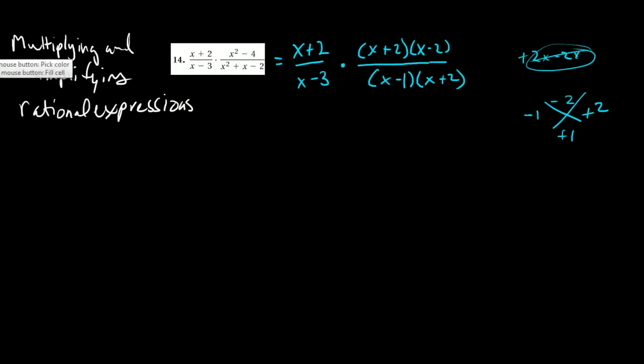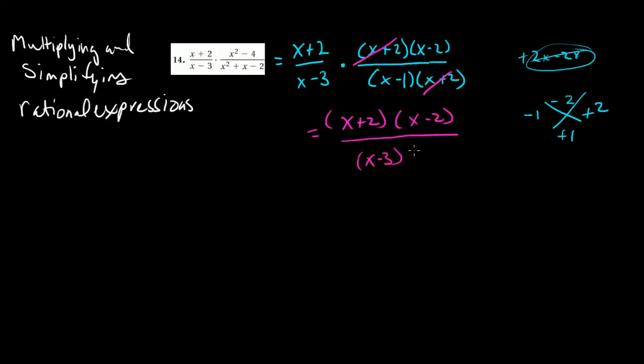So now all we have to do is look for any ones that we can cancel out. And it looks like I have x plus 2 and x plus 2 on the top, so I have that twice, and I also have one of them on the bottom. So I can take one of those at the top and cancel it with one on the bottom. Do we have any other ones to cancel out? Sadly, no. So what we're left with is, in the numerator, x plus 2 times x minus 2, and in the denominator, x minus 3 times x minus 1. And that would be multiplied and simplified.